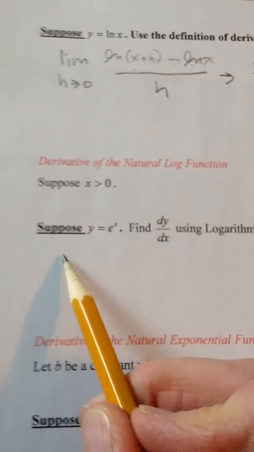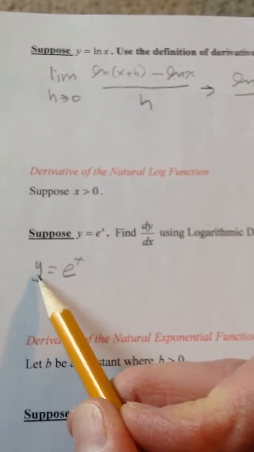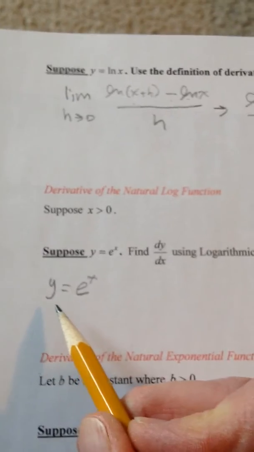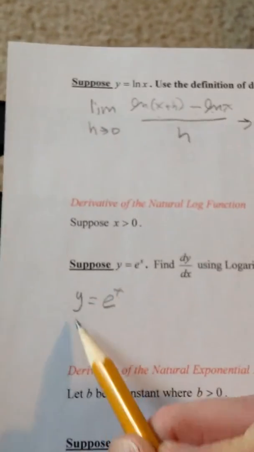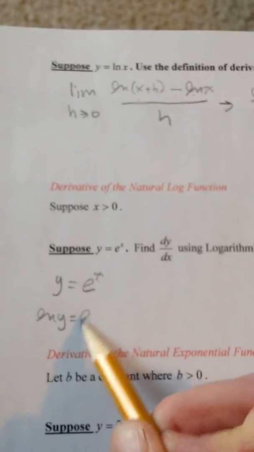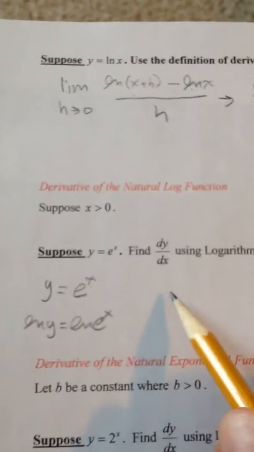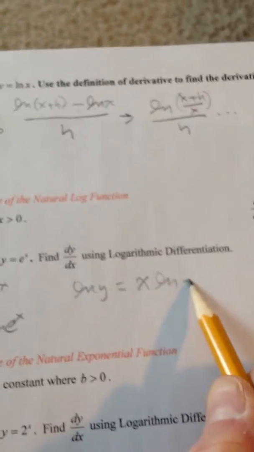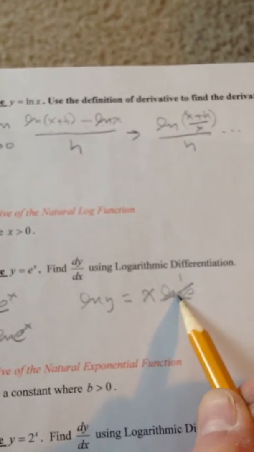Now we're going to look at finding the derivative of e to the x, and we're going to use logarithmic differentiation. I am going to work this one out a little bit because it's actually pretty quick. If y equals e to the x, before I take the derivative, I can't deal with this because there's a variable in the exponent. So if I take the natural log of both sides, then this x can drop in front, so I'd have ln of y equals x times ln of e, and we just talked about ln of e equals 1, so that's gone.